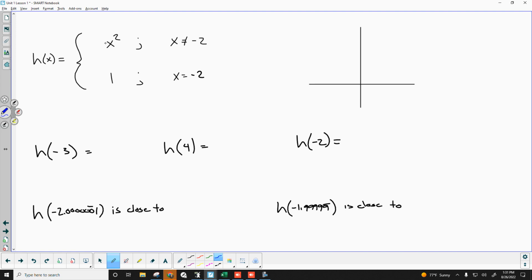Let's do the next one. So, no matter what, we're not going to need to know how to graph, right? Can you graph this one though? It's going to confuse me. Guess what?